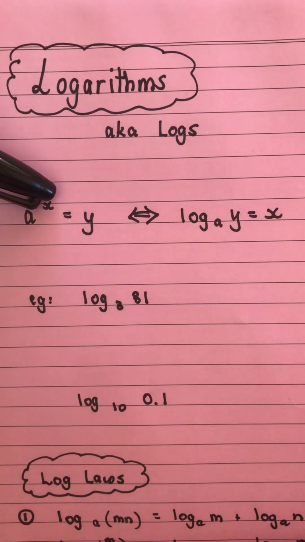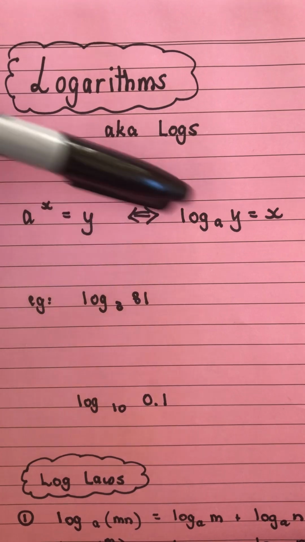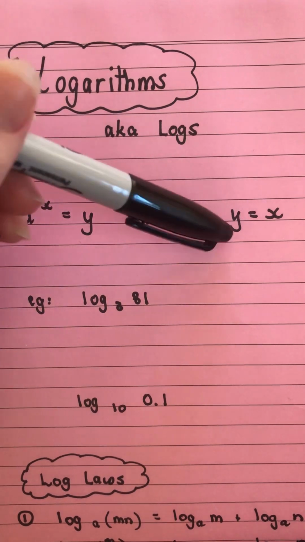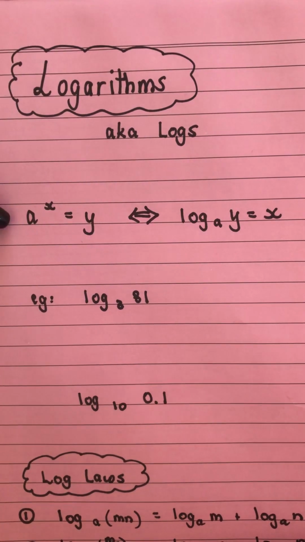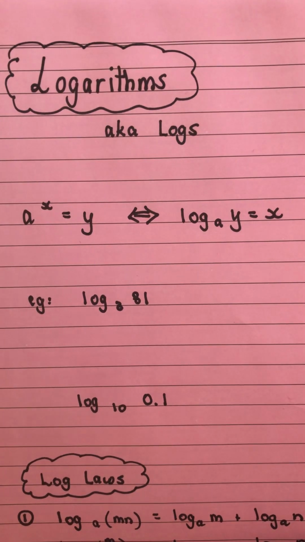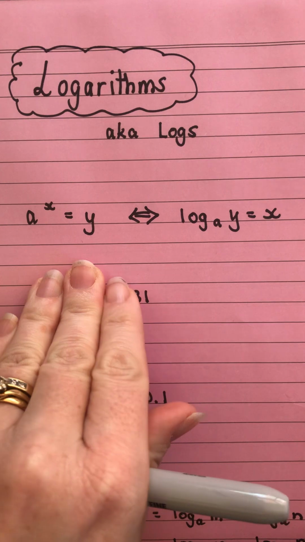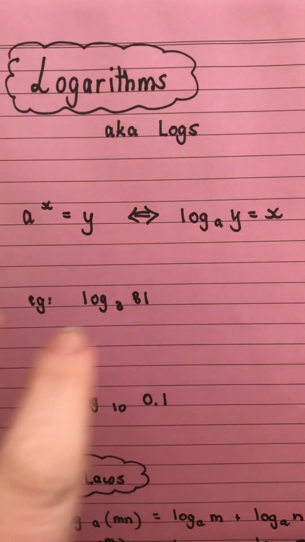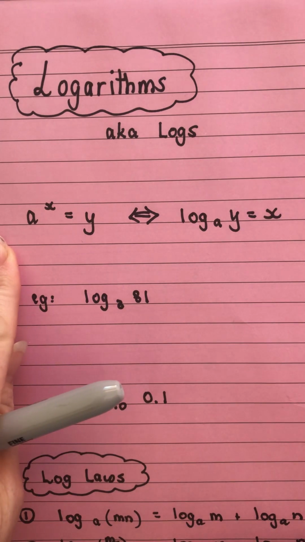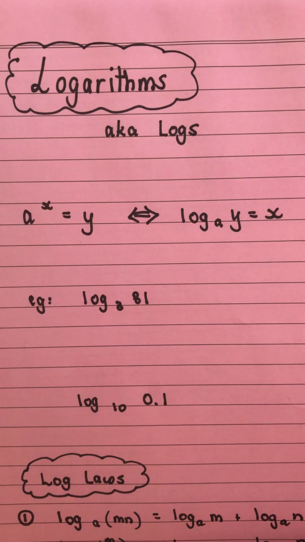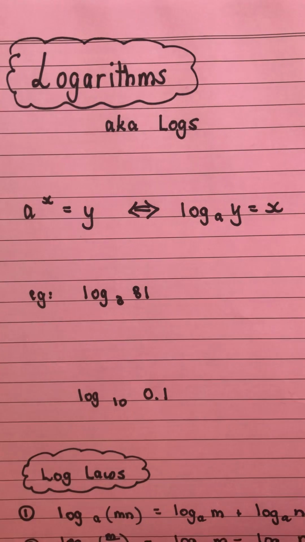So we've got a to the power of x equals y, which is equivalent to log base a of y equals x. And you'll be working back and forth between these two when you're doing your logs. Now, if you are in the Queensland Maths Methods syllabus, you will get this on your formula sheet. So that will be there for you to refer to and be able to use if you need a reminder.